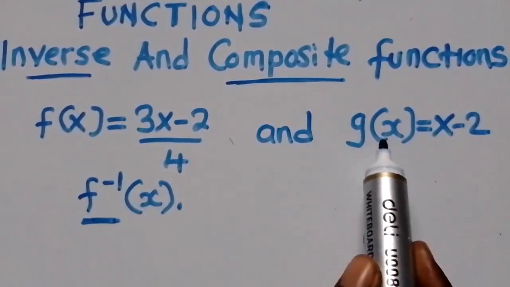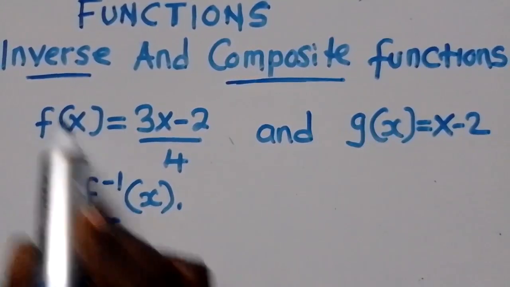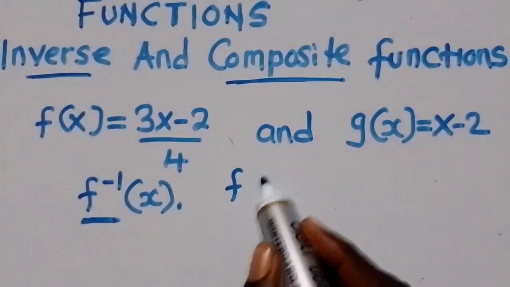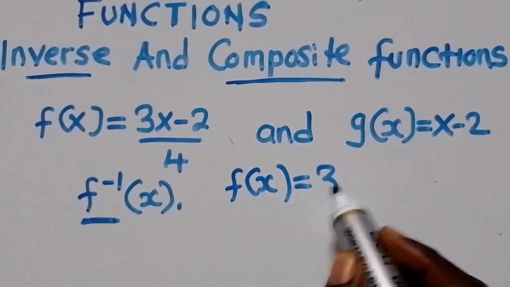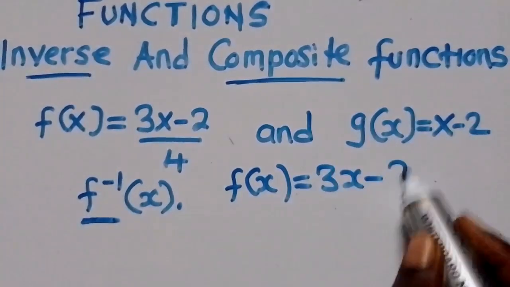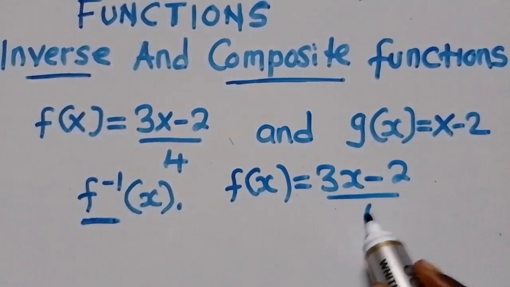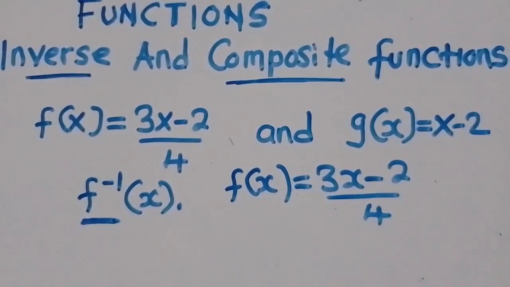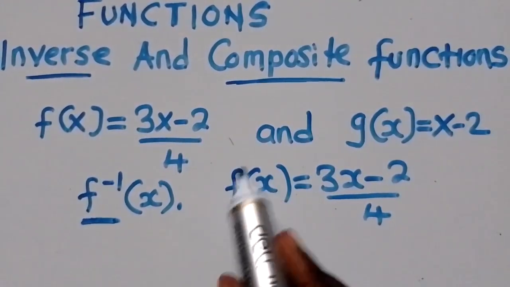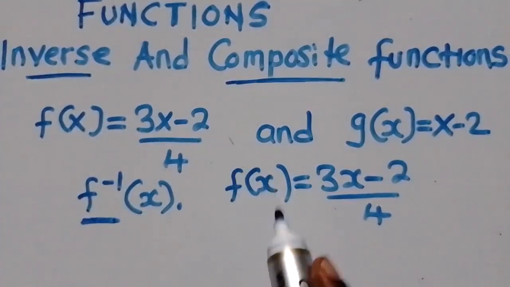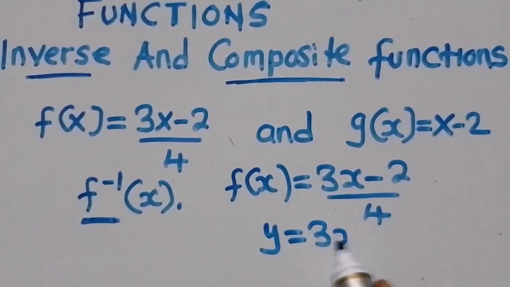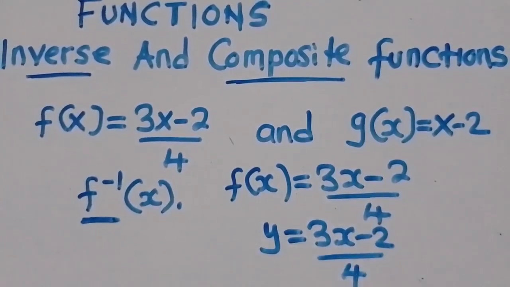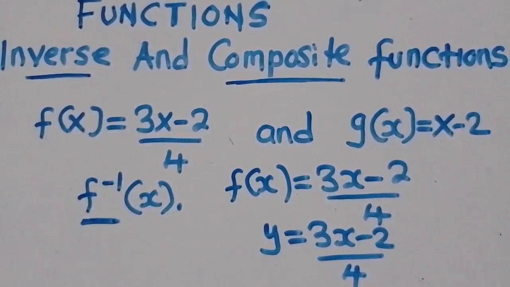You cannot get that one because here there is f. So you say f of x is equal to (3x minus 2) over 4. Then where there is f of x, here you put y. So you say y is equal to (3x minus 2) over 4. This is what you are going to do.